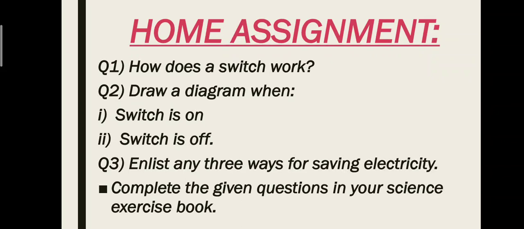Now what is your home assignment, class 3? The first question, open your science copies and write down the first question with blue color. How does a switch work? You have to write down both the points of view. The first one when the circuit is on, and the second one when the circuit is off.